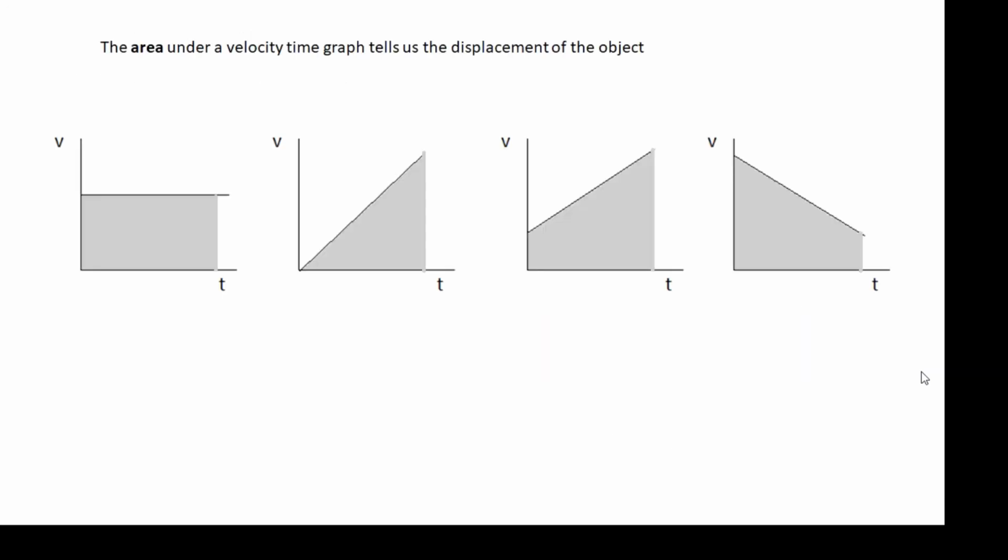The area under a velocity time graph tells us the displacement of the object. Pretty straightforward on the first graph. I mean, displacement is velocity times time, so it's the area of the rectangle. And then for all of the other graphs, it's the sum of lots of little rectangles. It's the area under the graph.